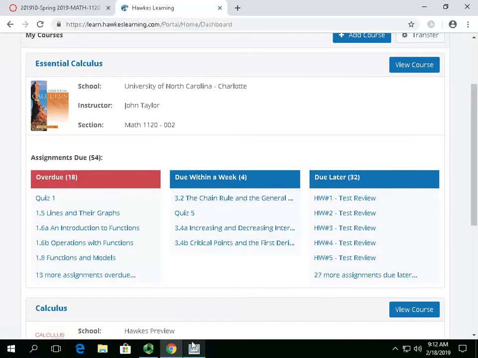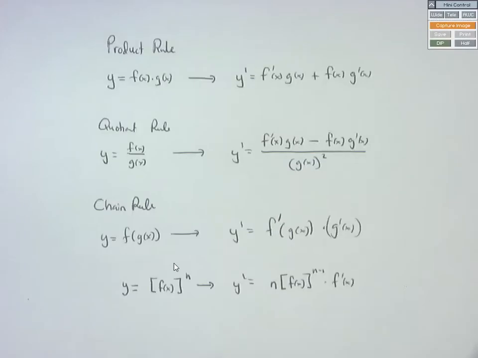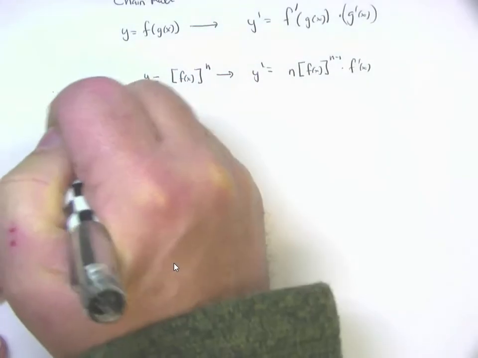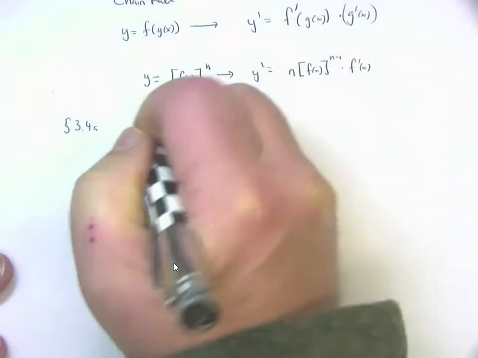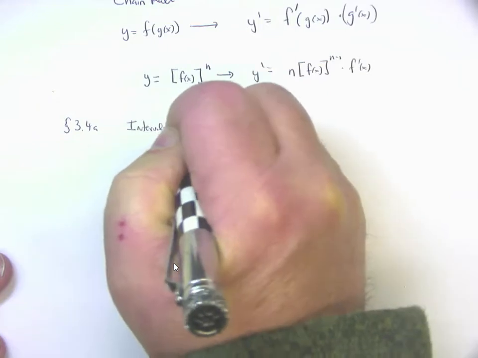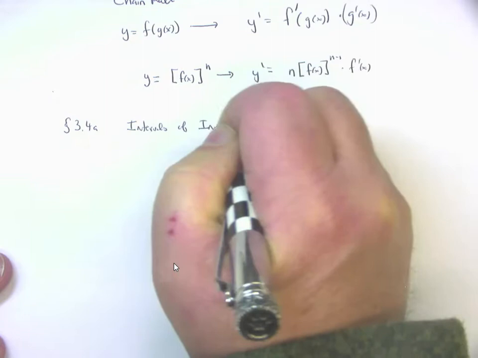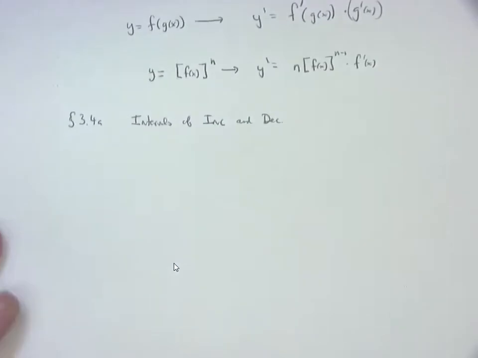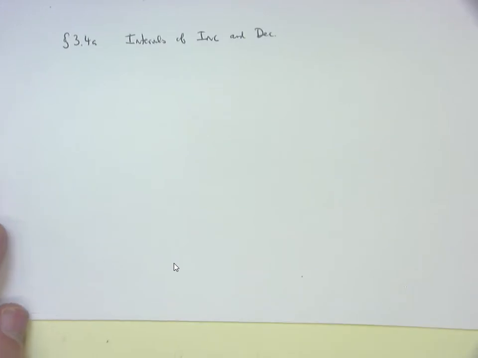All right, so today we're moving on, and we're in section 3.4a, which is on intervals of increase and decrease. Let's understand the main idea here. First off, increase.